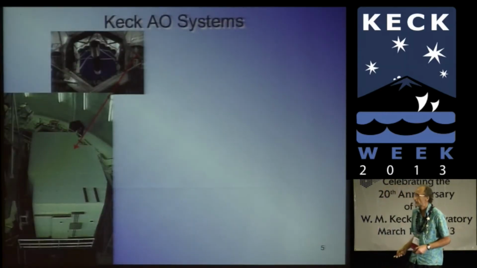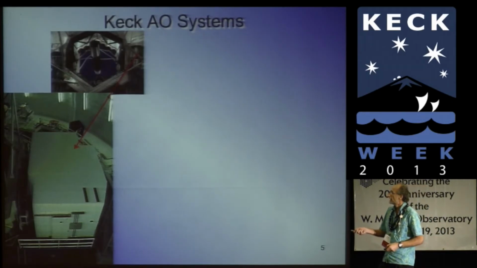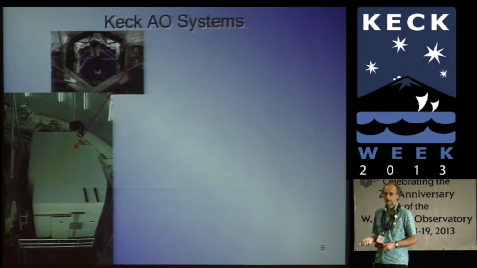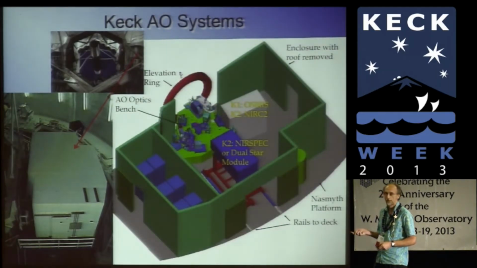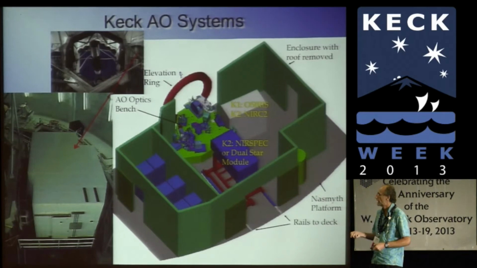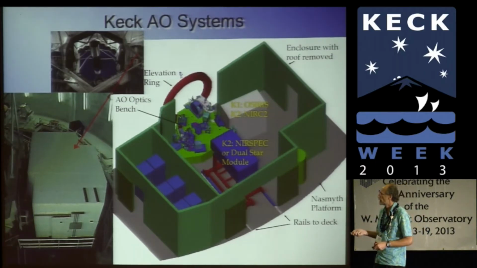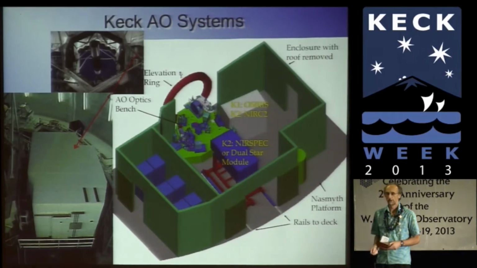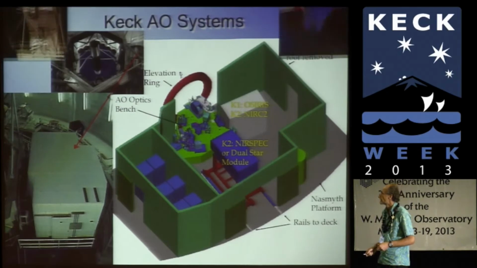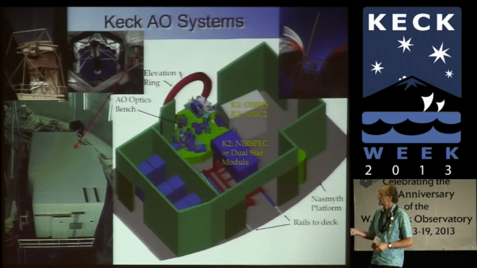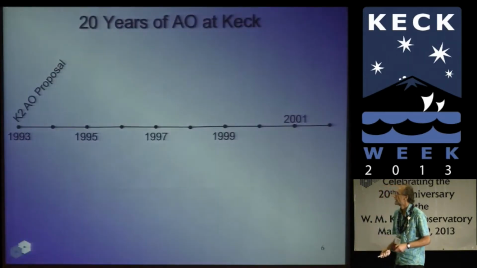So let me introduce you to the Keck AO systems. On the Nasmyth platform of each Keck telescope, there's an AO enclosure. And in that enclosure, we have the AO bench, all the optical components that correct for the wavefront, about 8 foot by 8 foot here, and send the light to the near-infrared science instruments that Ian just spoke about: a near-infrared camera, an integral field spectrograph, a high-resolution spectrograph, and a dual star module that feeds the Keck interferometer. And then we also project our laser beacons from both telescopes.